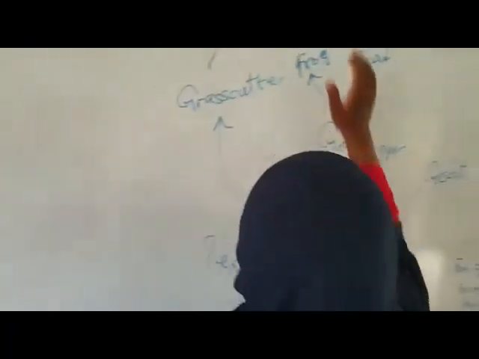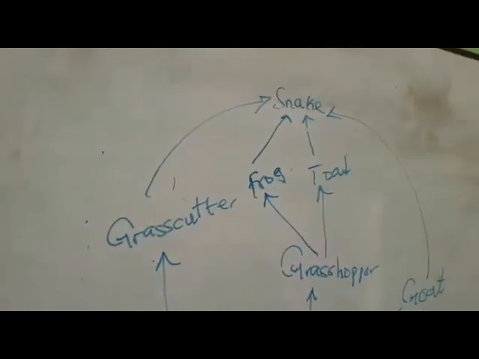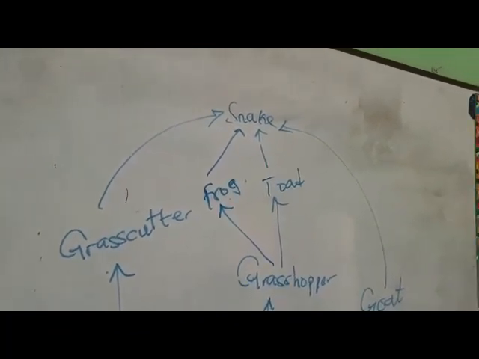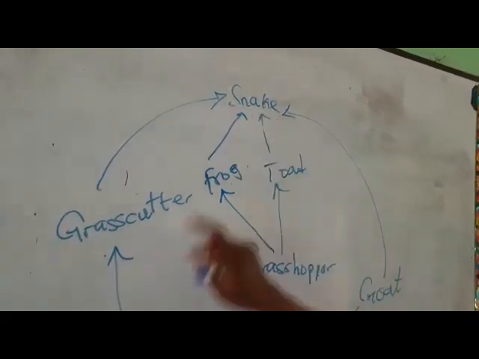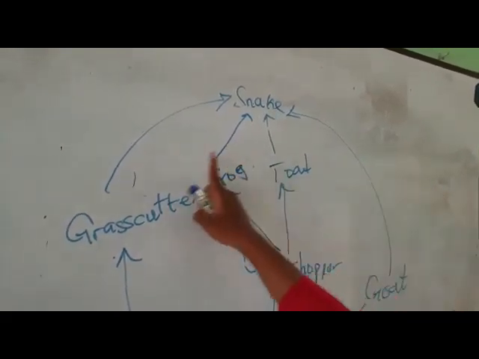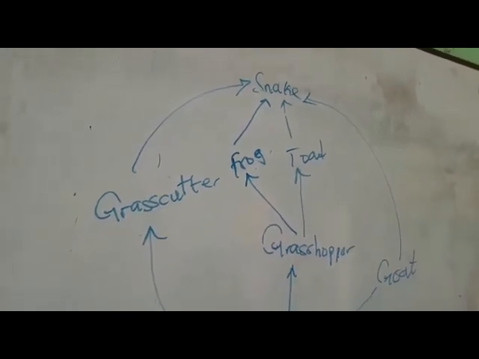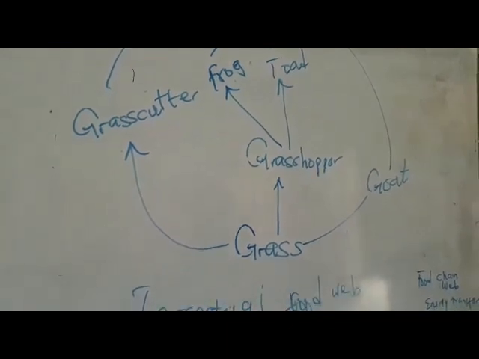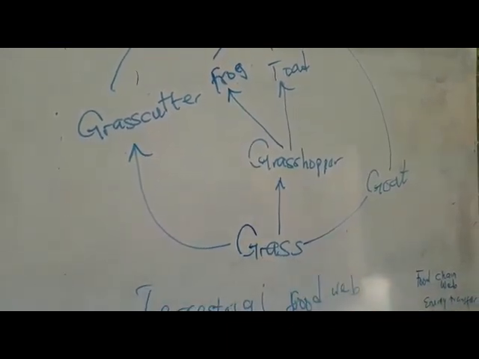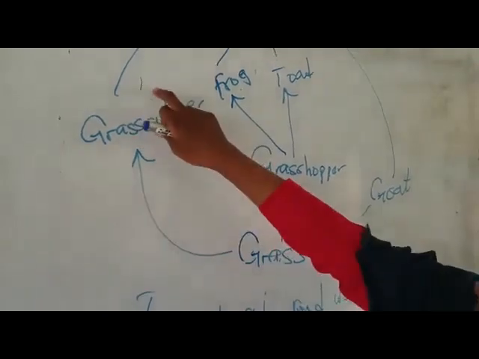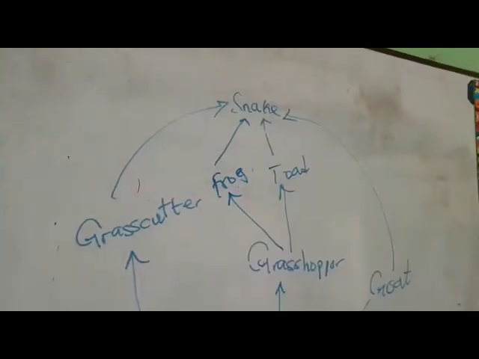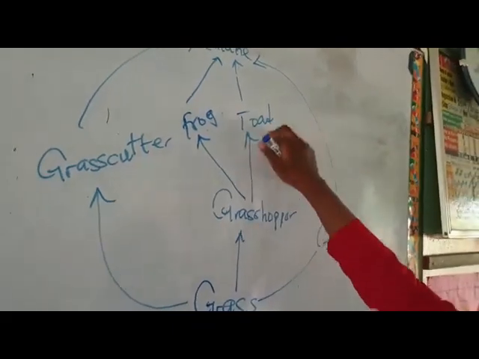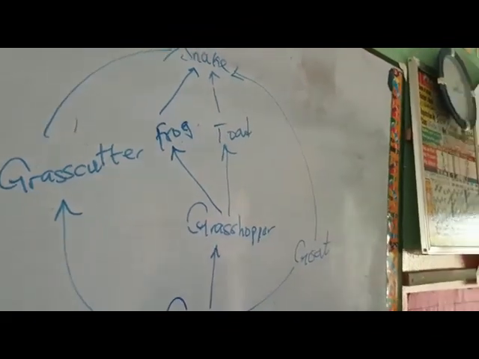So basically, the snake needs energy to move. All life processes require energy: movement, reproduction, respiration. But the snake cannot get this energy directly from the sun. So it feeds on the grass cutter, which has already eaten grass. So that is where this energy is transferred from the sun to the grass cutter to the snake. Likewise, here we have the sun to the grasshopper, toad, and finally to the snake.